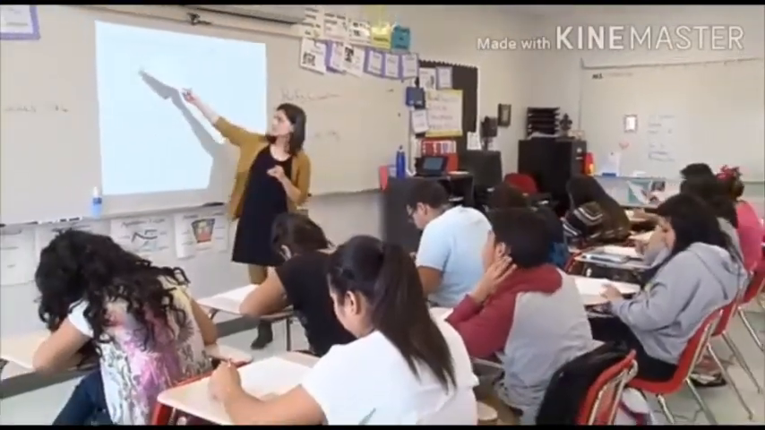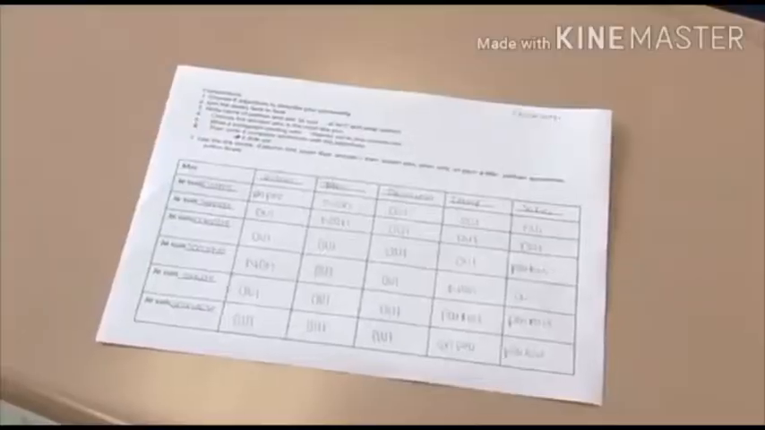Inside-outside circle is something that I use to get the students talking again. Since I'm a French teacher, they have to talk a lot. So the way it works is that I give them a questionnaire. This is a variation of inside-outside circle.